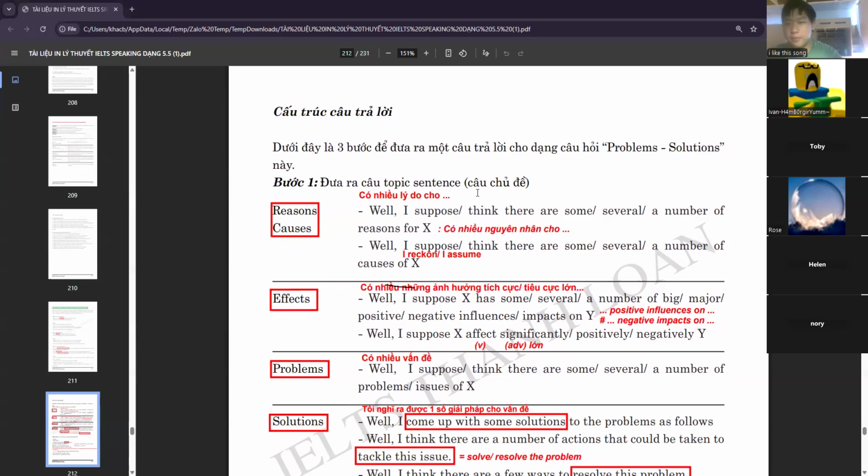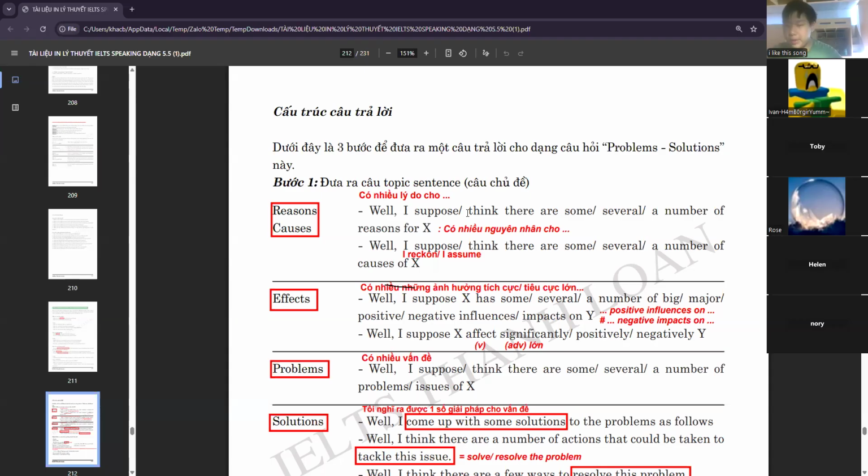For reasons and causes, you will say, I think that there are some, or several, or a number of reasons for this. Usually I use a number of reasons, but you can use several or some, or I suppose instead of I think. You should also be a bit uncertain, because being uncertain is not a bad thing here. In fact, it's good because you actually don't have any sources, so it's ideal for you to do so.